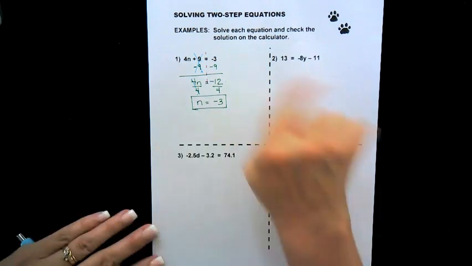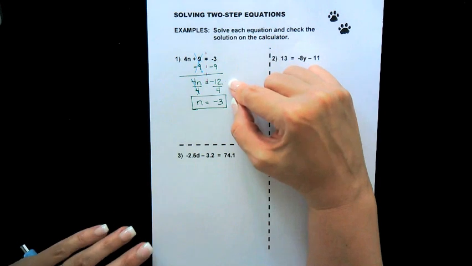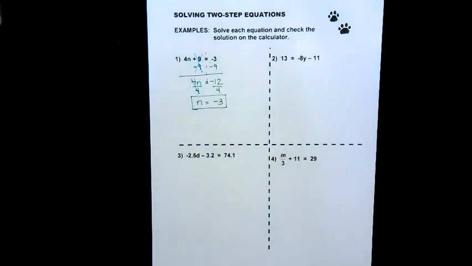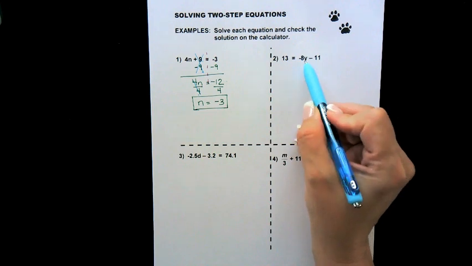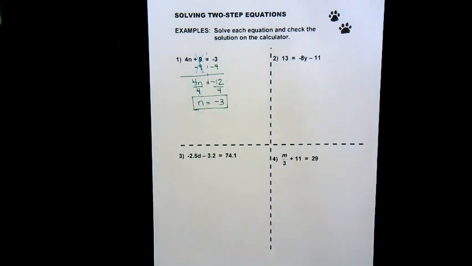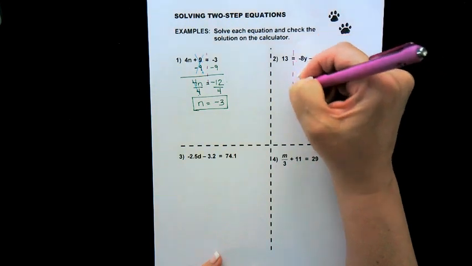Now remember, we called these two-step equations because there's two things happening to the variable. That means there's two things we have to undo to get the variable all by itself. Let's look at problem number 2 here. See that my variable is on the other side of the equation. That's okay. We're going to work the same way. Don't let that bother you.